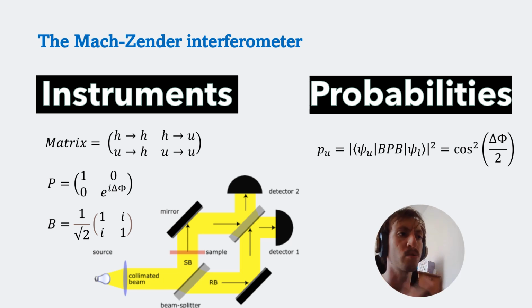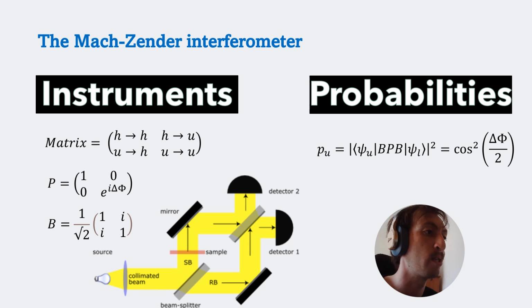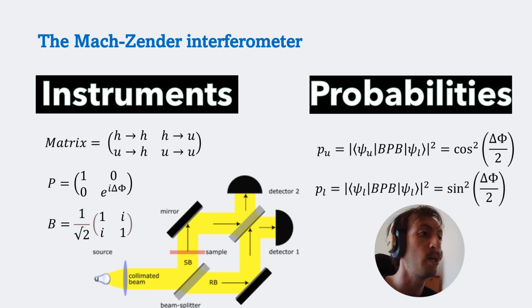And once one goes through all that maths, one ends up with this expression for the probability of the photon landing in detector 2. And indeed, we see that this does depend upon the phase shift. One can do a similar thing with the probability of the photon landing in the lower detector, in other words, detector 1. And again, this depends upon the phase shift.